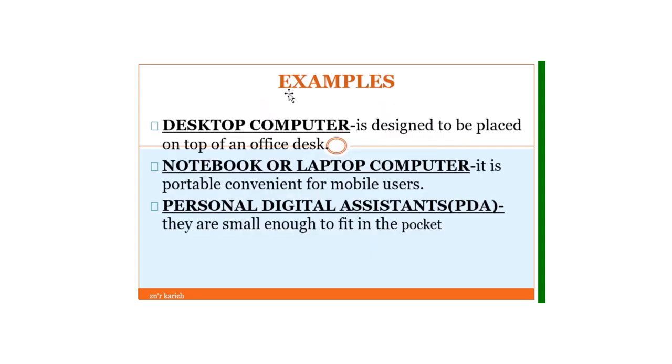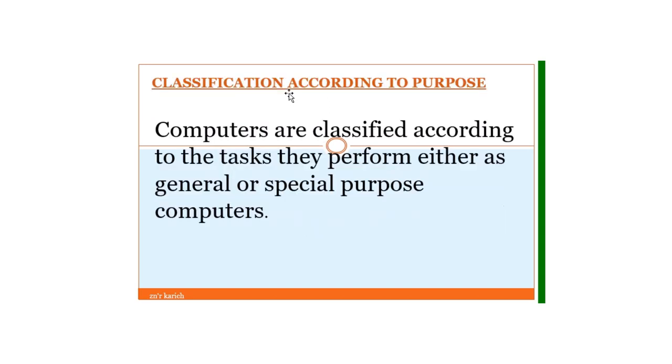Examples of microcomputers: we have the desktop, which is designed to be placed on top of an office desk. We have the notepad or the laptop, and it is personal, convenient for mobile users. It's portable and also convenient for people who move from one place to another. I think in most cases you have come across laptops and desktop computers. Then you have the PDAs, or personal digital assistants, and they are small enough to fit in the pocket, and in this case this is where mobile phones lie.